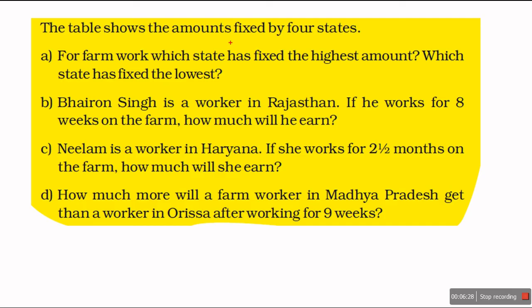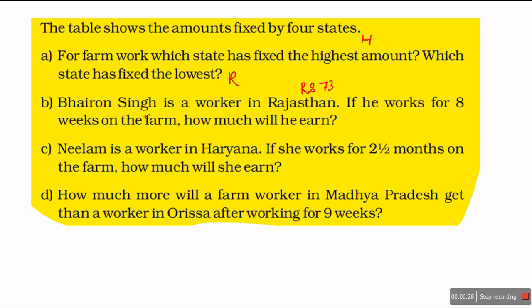The table shows the amount fixed by 4 states for a farm worker. Which state has fixed the highest amount? The highest amount is fixed by Haryana, and the lowest amount is fixed by Rajasthan. Okay. Bhairav Singh is a worker in Rajasthan. So what is the amount a Rajasthan farm worker gets for a day? Rupees 73.